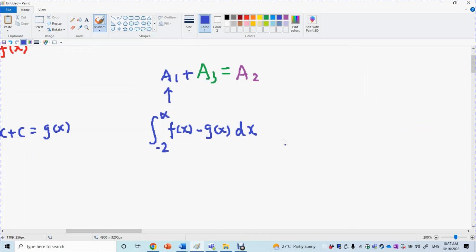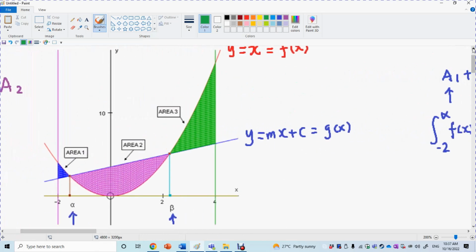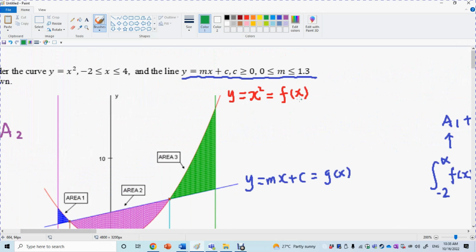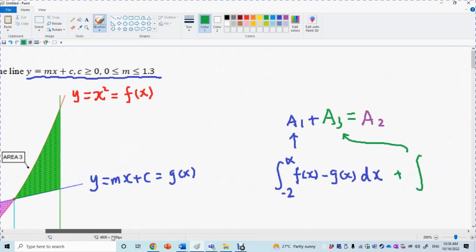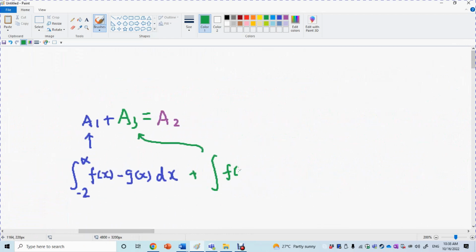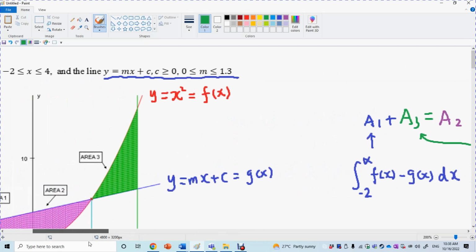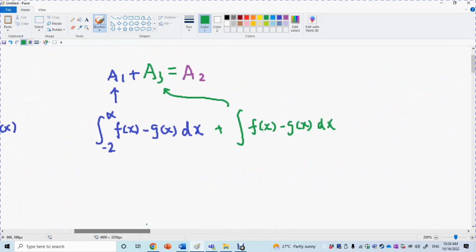All right. Then let's think about area 3. When you look at the green area, it's still below that quadratic y equals x squared and above the straight line, the linear one, y equals mx plus c. So that means you will have an integral, again, using fx minus gx dx. So what will be the limits in that case? The limits should be between beta and 4. Okay.